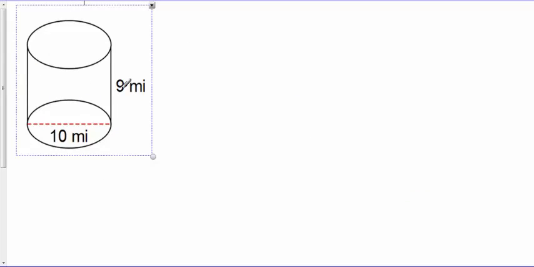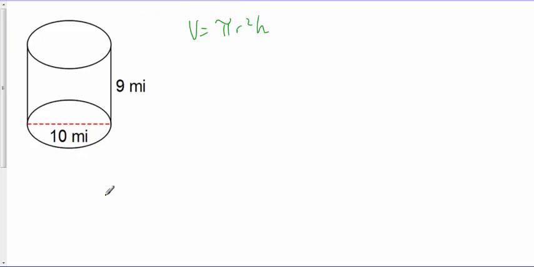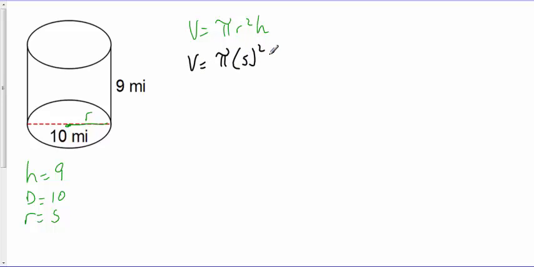Okay, let's look at another example. In this example, we're given a height of 9 and a diameter of 10. Again, volume equals pi r squared h. Well, our height is 9, but we're given a diameter here. So our diameter is 10, but we need the radius. Now, the radius is half of the diameter. So if the diameter is 10, then that radius is 5.